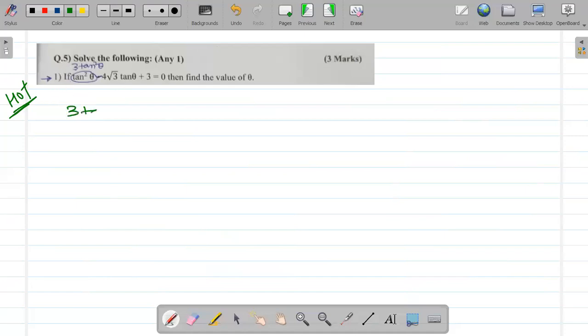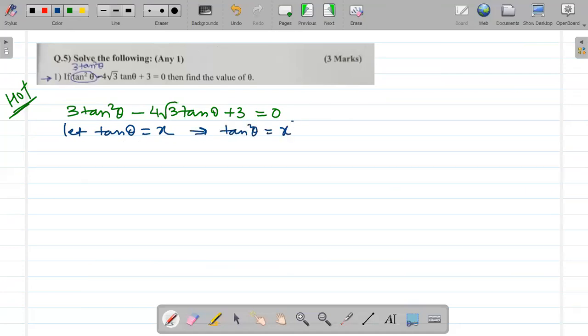So the actual question is 3 tan squared theta minus 4 root of 3 tan theta plus 3 equals to 0, and we are asked to find the value of theta here. The best way of solving this problem is by substitution. So we can always set tan theta to x. So the equation will change. If tan theta is x, then check students, tan square theta will be x square.